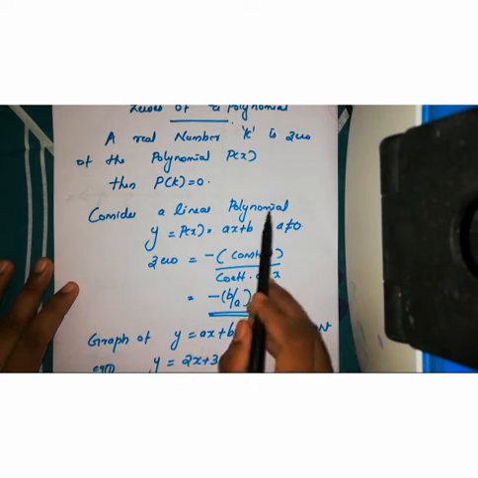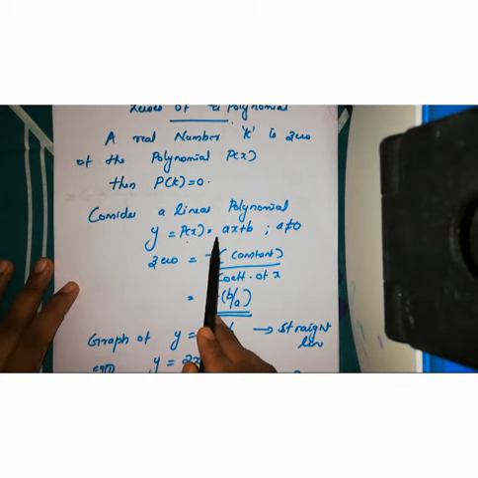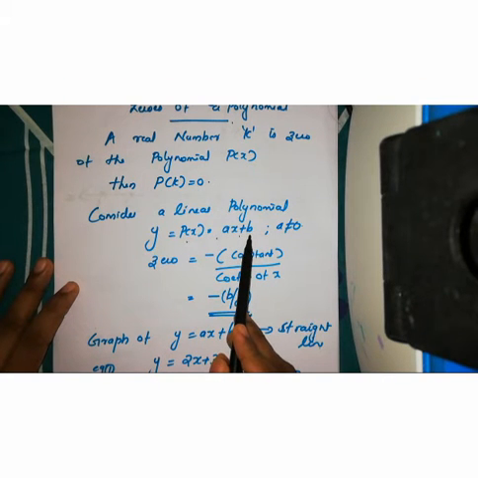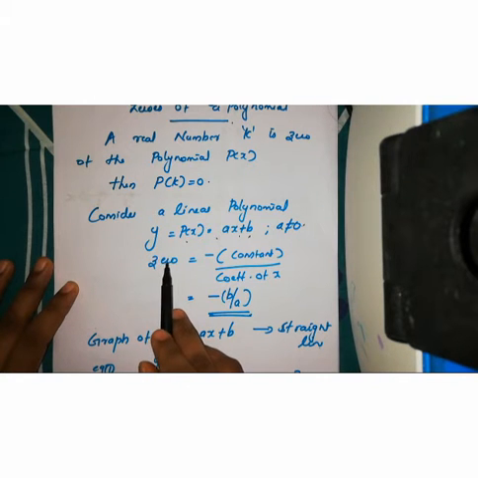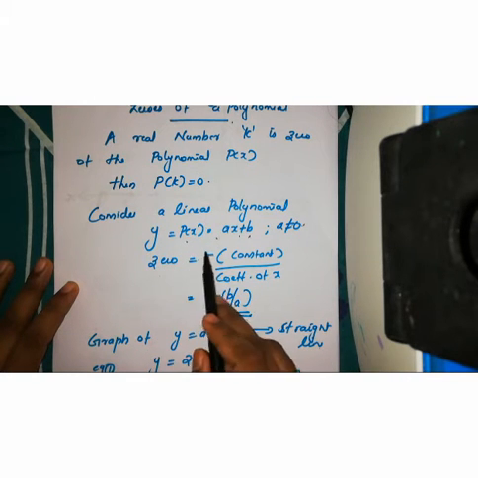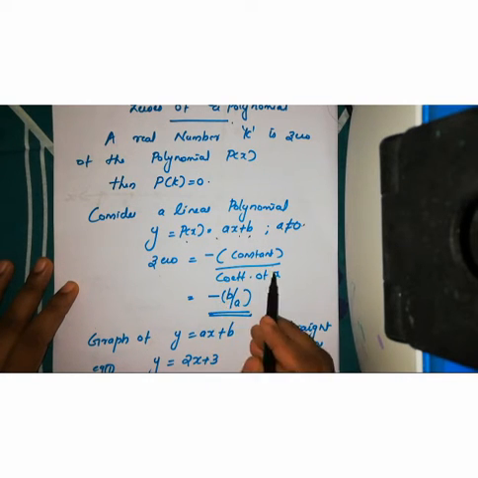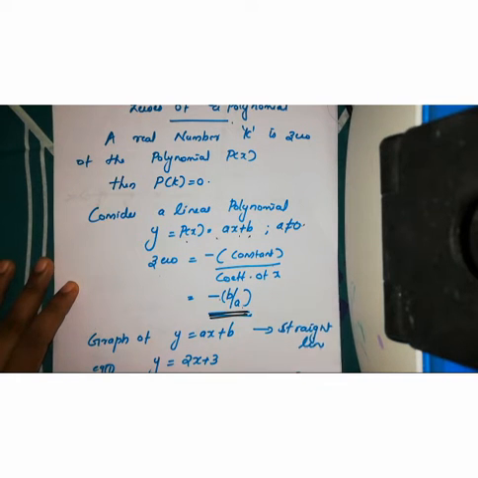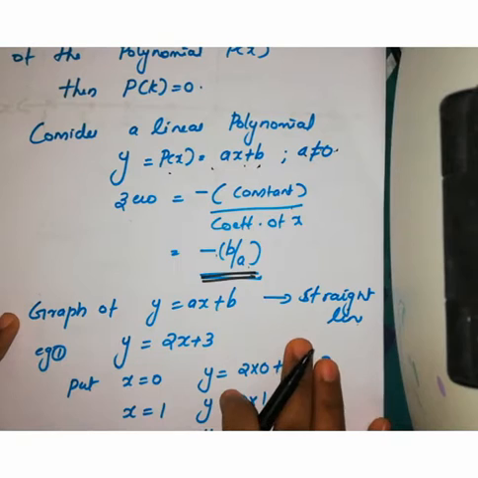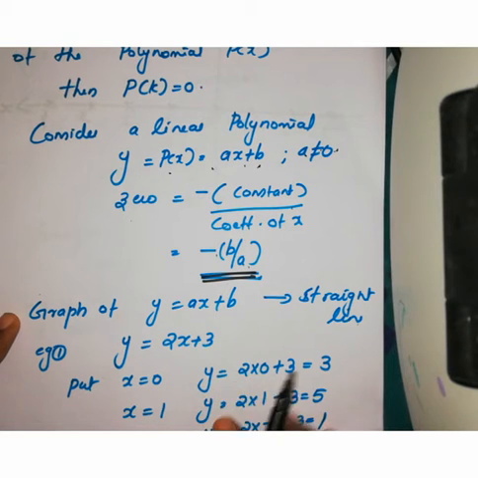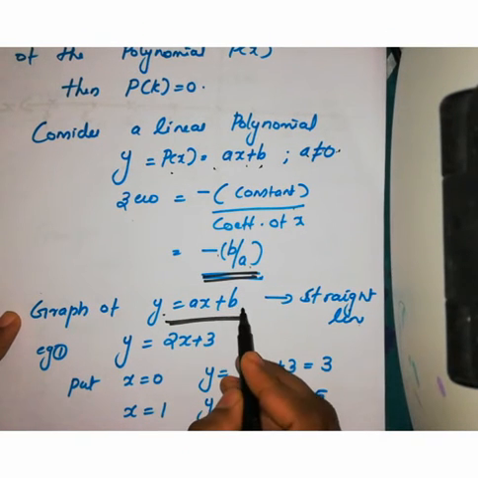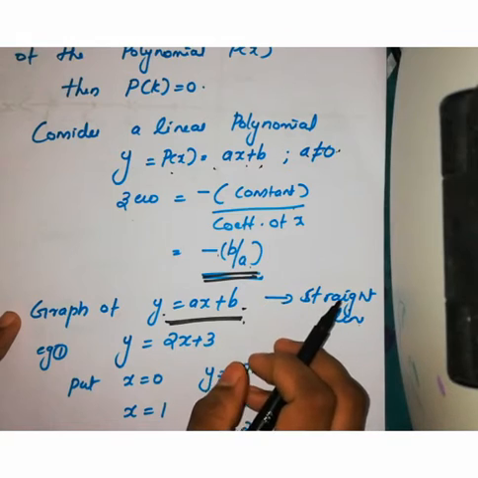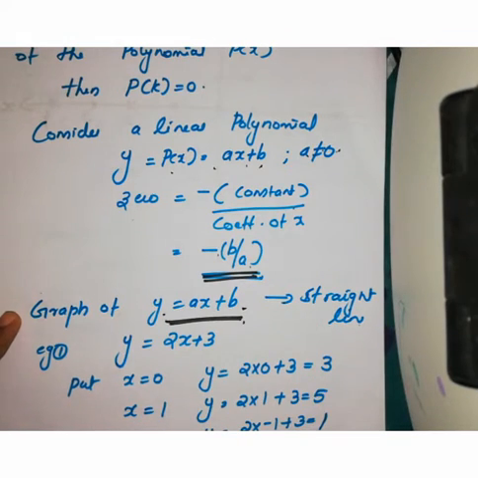Consider a linear polynomial, that is p of x is equal to ax plus b, for a not equal to 0. You know the zero of that linear polynomial is equal to minus of the constant term divided by the coefficient of x, that's equal to minus b by a. Clear? In 9th standard we studied the graph of y is equal to ax plus b. What is y is equal to ax plus b? It is a straight line. You know that.